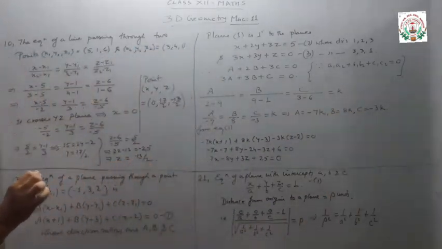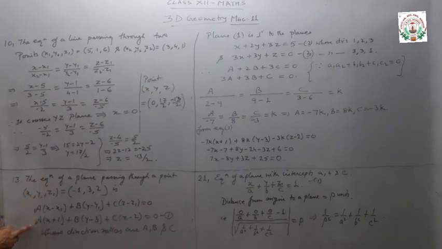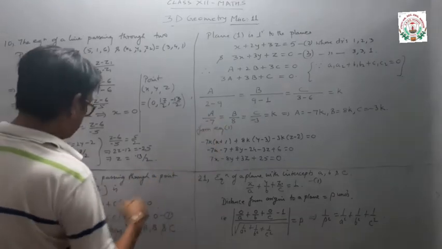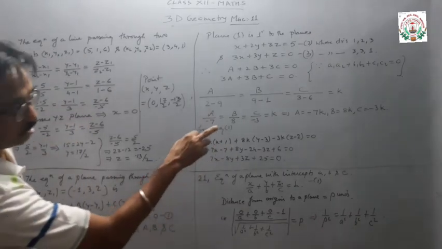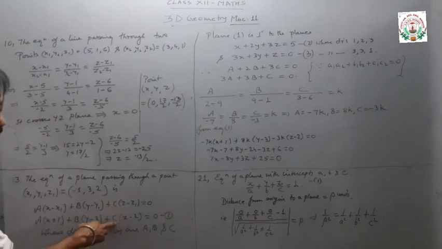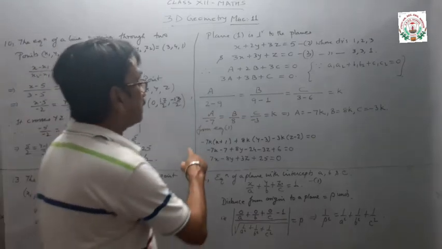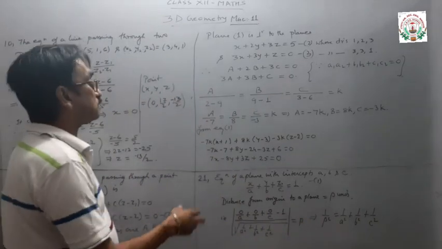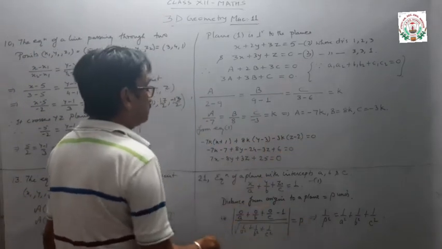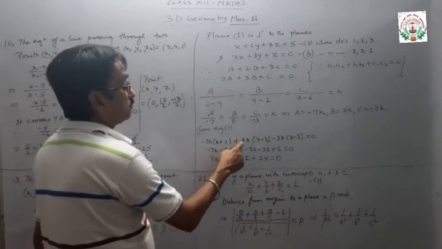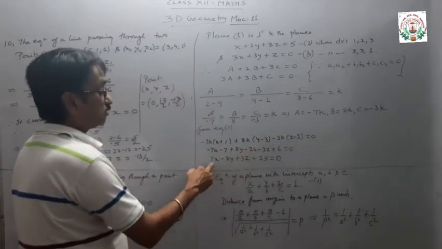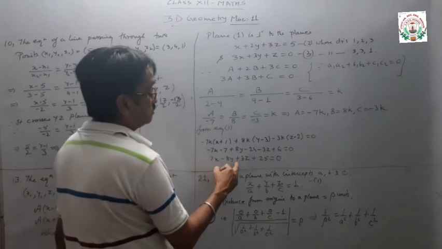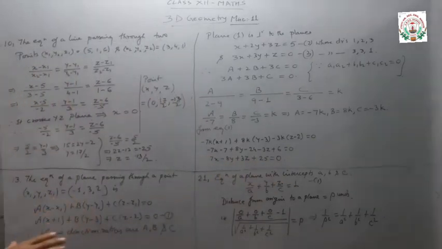This value of a, b and c we are going to substitute in equation number 1, the equation of the plane. So value of a is minus 7k, so minus 7k into x plus 1. Value of b is 8k into y minus 3. Value of c is minus 3k, so minus 3k into z minus 2. Divide all the terms by k, so k will be removed. And now minus 7x minus 7, 8y minus 24, minus 3z plus 6, and simplify it. You will get at last the equation of the plane: 7x minus 8y plus 3z plus 25 equals to 0.